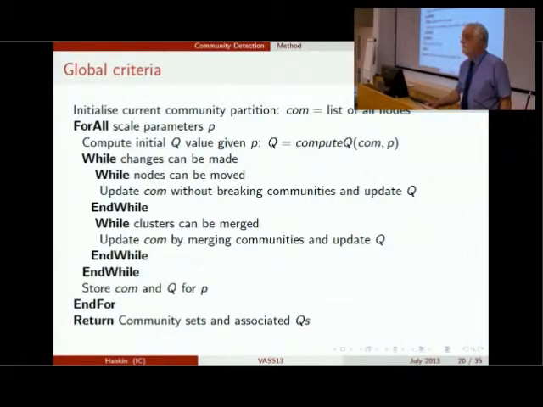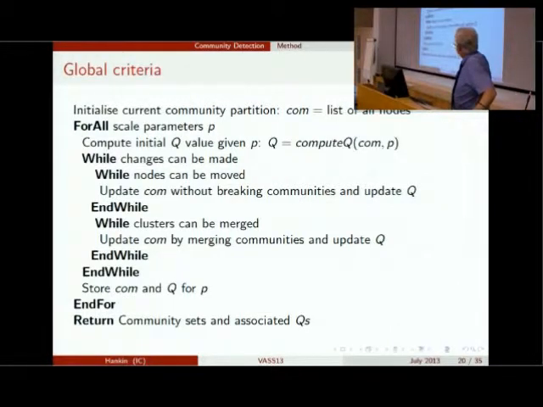Can you just repeat for a second why we can't break communities in the update step? You just mentioned it, and I wasn't able to update without breaking communities and update Q. You were saying don't break communities because.